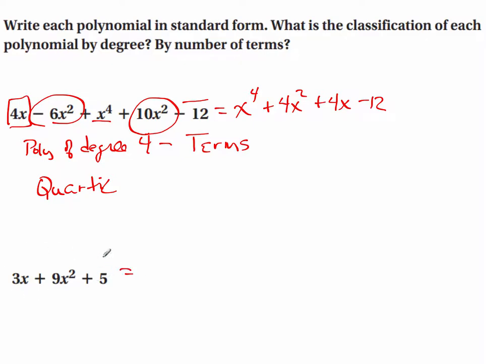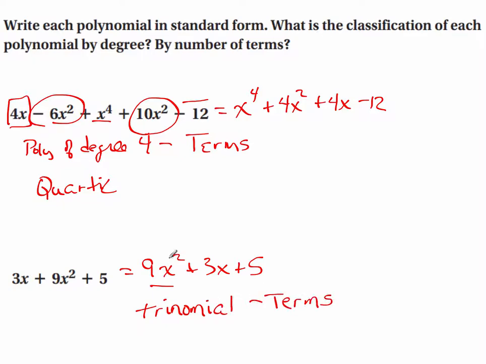Now let's look at this one right here. You want to always put it in standard form. This one is a polynomial that has 3 terms. So that makes it a trinomial based on the number of terms. And the highest power is 2, so it's a quadratic.